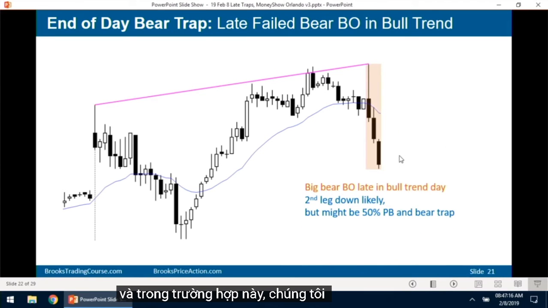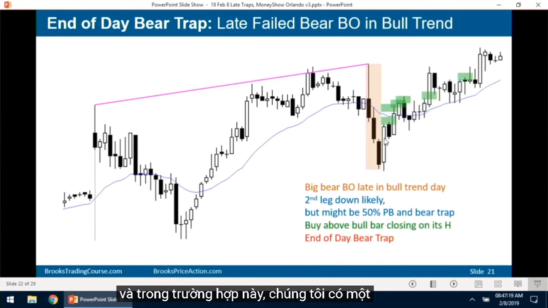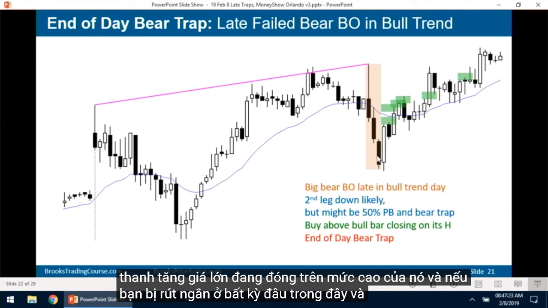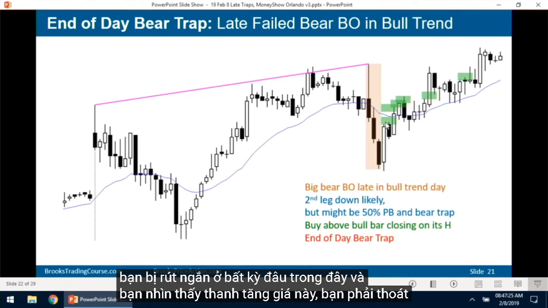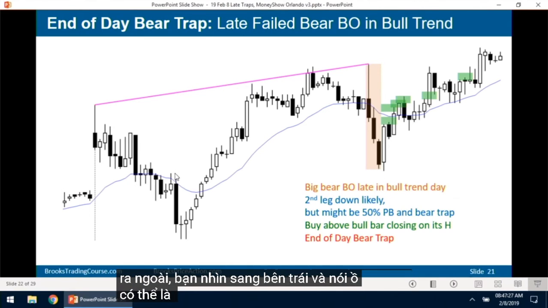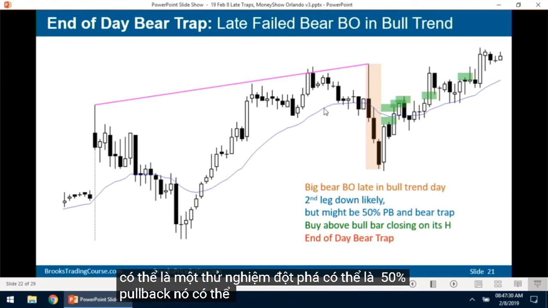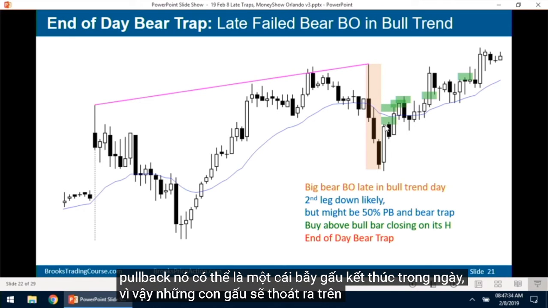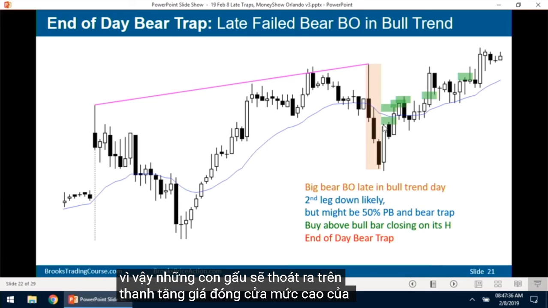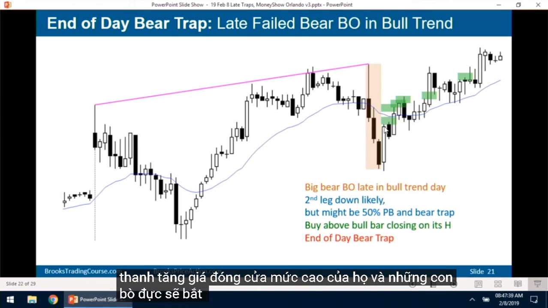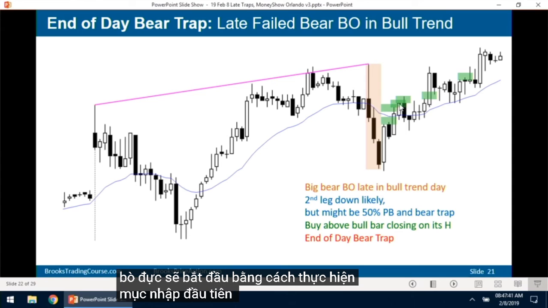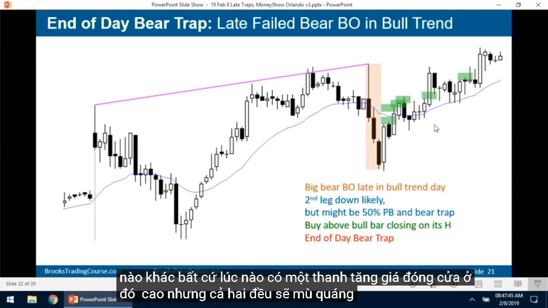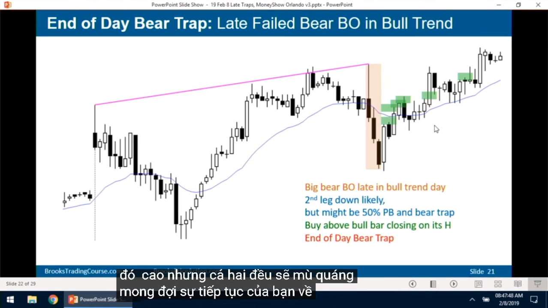And in this case, we have a big bull bar closing on its high. And if you're shorted anywhere in here and you see this bull bar, you have to get out. You look to the left and say, oh, it might be a breakout test, might be a 50% pullback. It might be an end of the day bear trap. So bears will get out above that bull bar closing near its high, and bulls will start to buy, either taking the first entry or any of the other entries. Anytime there's a bull bar closing near its high, the bulls are going to be buying, expecting a resumption of the bull trend.